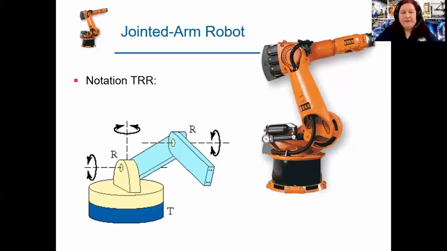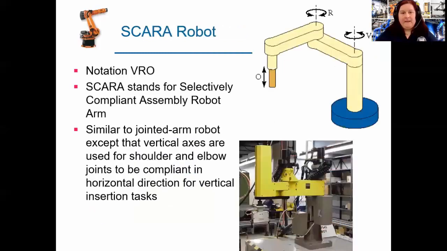Then we have a joint arm robot, which has the notation TRR. So look, the T is for the base, which is rotating, and then we have two other rotational components. If you pay attention to these three axes, all of them are rotational. So we have 3 degrees of freedom here in TRR, and they're all rotary. A very typical robot that I would like you to review is SCARA. It has the notation VRO.